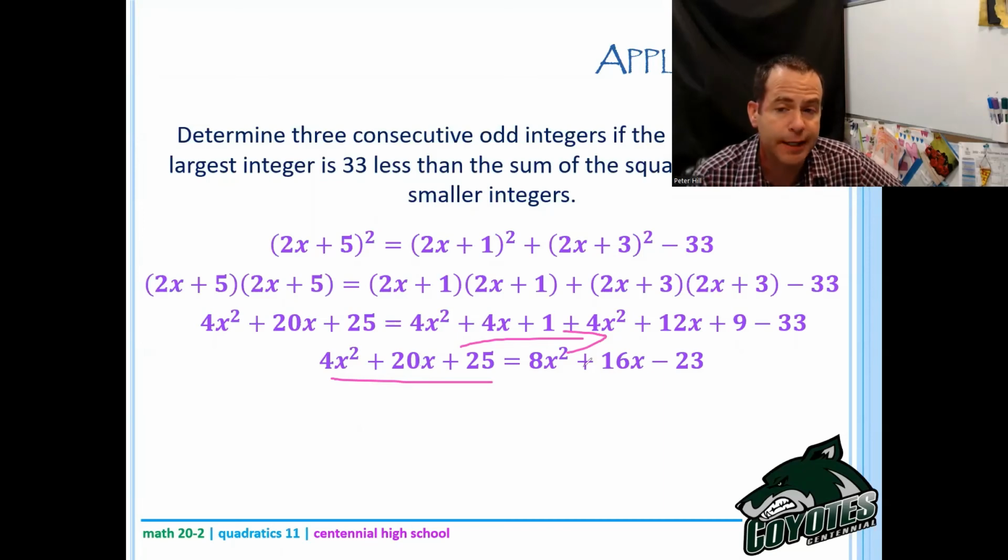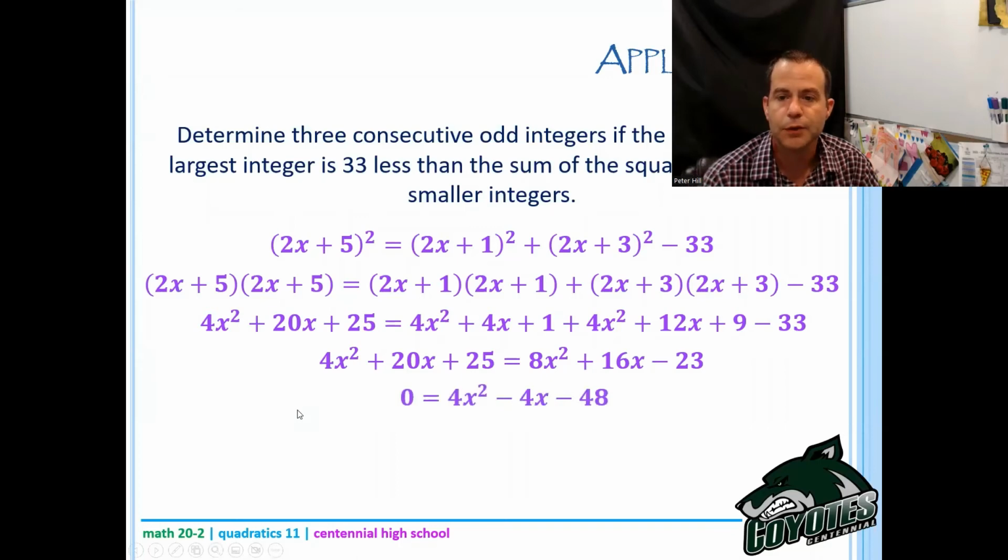I'll subtract 20x from both sides. So that'll be 16x minus 20x, which will be negative 4x. And then I'll subtract 25 from both sides. Negative 23 minus 25 is going to give me negative 48. So I'm at 0 equals 4x squared minus 4x minus 48.